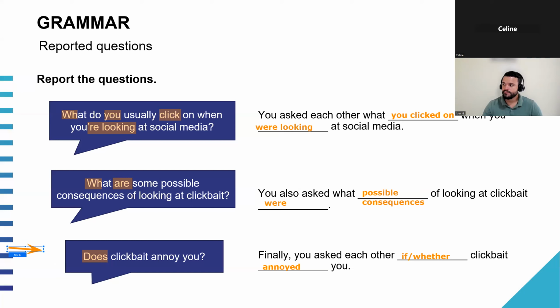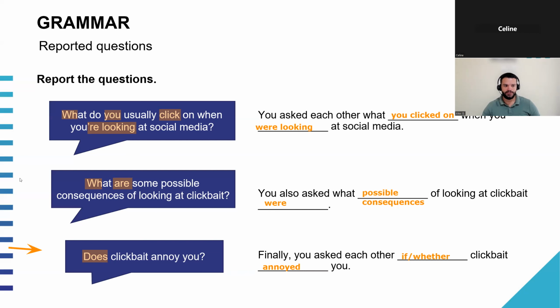The last question is only having double impression true. Yeah. So you can use either one. Both of them are correct. Whether or if. Okay? Yeah. All right.